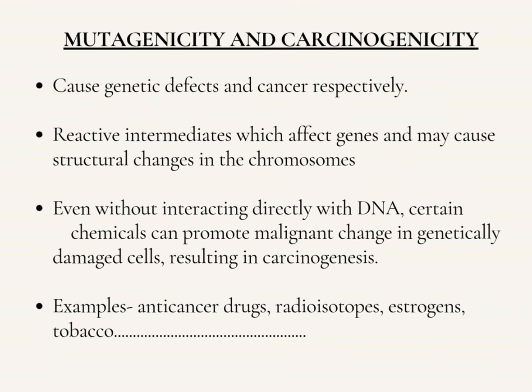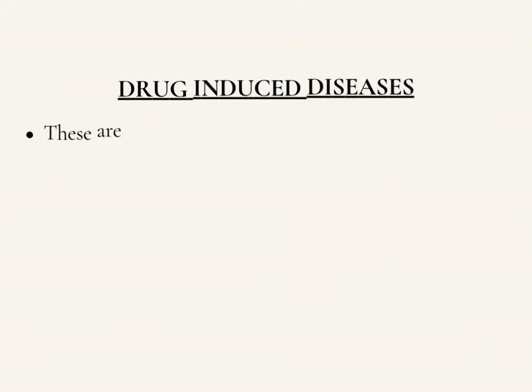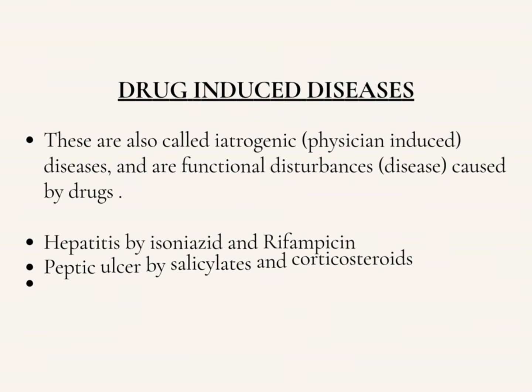Next, mutagenicity and carcinogenicity. Some medicines can damage DNA. If they cause genetic mutation, the effect is called mutagenicity. If they promote the development of cancer, the effect is called carcinogenicity. Examples include certain anti-cancer drugs, radioisotopes, estrogen, and tobacco-related chemicals. Although these reactions are uncommon, they are extremely important in long-term therapy.